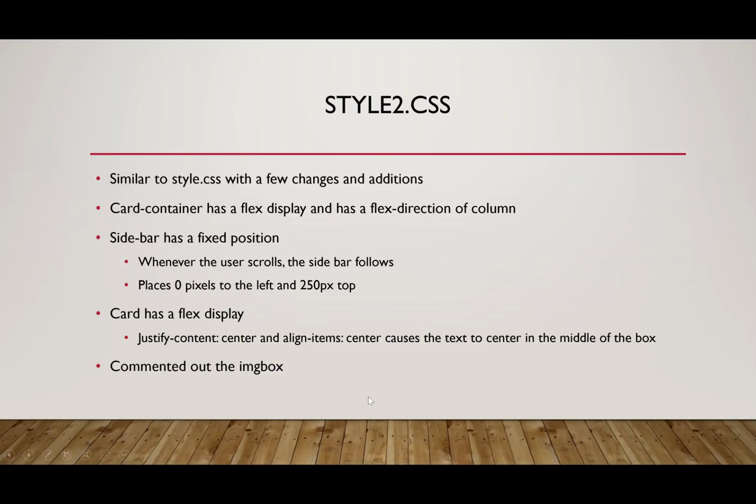So this is similar to style.css with a few changes and additions. The card container has a flex display with a flex direction of column this time, and the sidebar has a fixed position. Having a fixed position essentially means that it will stay in that area the whole time. So when you scroll down, you'll still see it in the same spot. And I decided to place it 0 pixels from the left and 250 pixels from the top, which means it's just going to be on the left side, a little bit away from the top, a little bit away from the bottom.